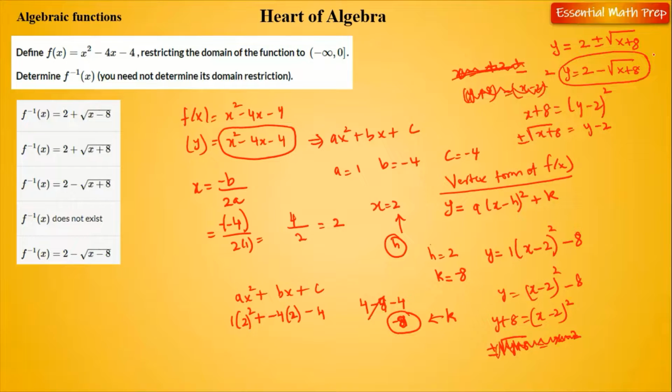Because for the initial function, the interval was negative infinity to 0, f of x contained all negative numbers, right? Which means we had a positive of 2 plus square root of x plus 8. Because we're taking the inverse, we want all positive numbers this time. So we have to have a negative function. Whatever was positive is negative, whatever was negative is positive. So y equals 2 minus square root of x plus 8. So this is the answer.